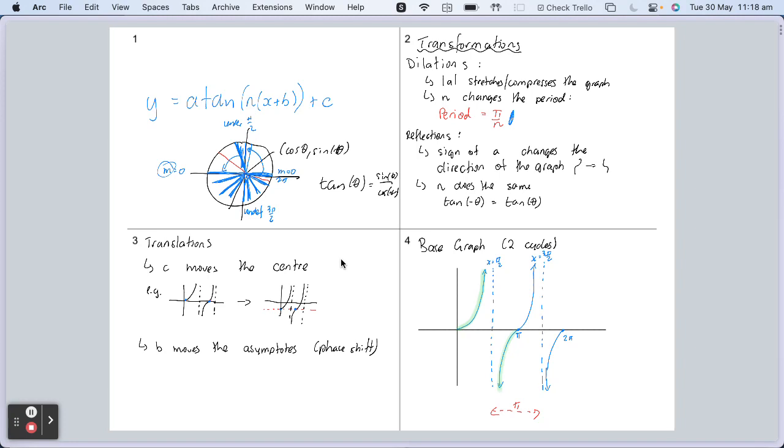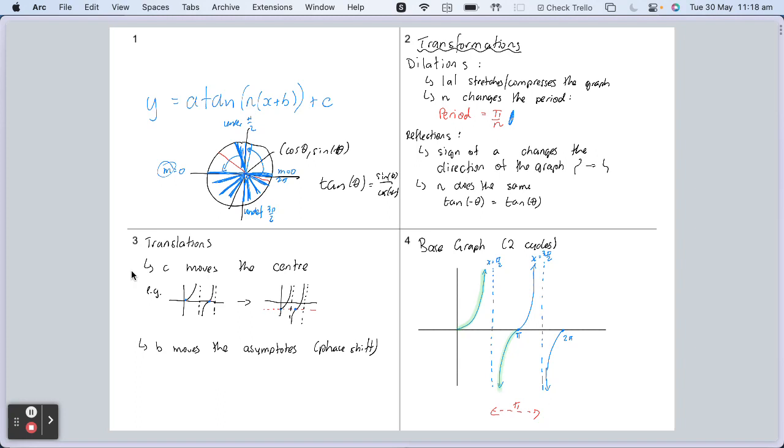Okay, so I need to talk about transformations now. So you need to be okay with what I've covered so far before I do so. So ask questions now. That's a warning. Transformations. As usual, we look at dilations, reflections, and translations, doing them in order this time.